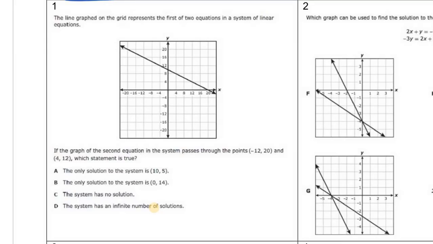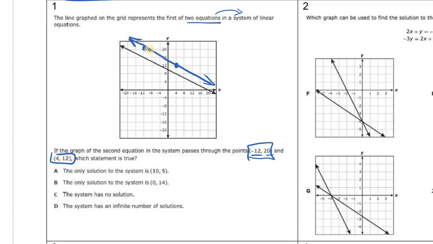The line graphed on the grid represents the first of two equations. So we see two equations, we know it's going to be a system. If the graph of the second equation passes through these 2 points, which of the following statements is true? Well, when they give us a description but not an image, we want to draw our own. So negative 12, 20. You go left 12, up 20. There's a point. The other point is 4 over 4, up 12.